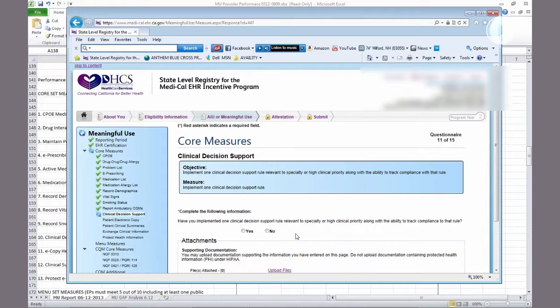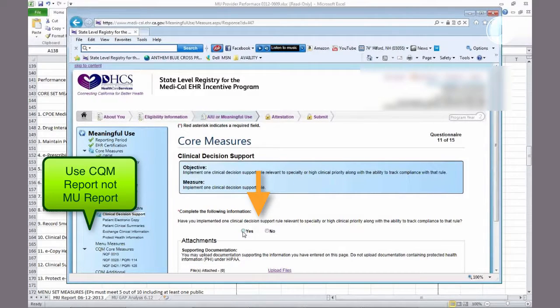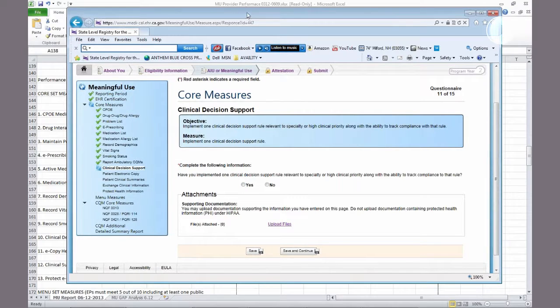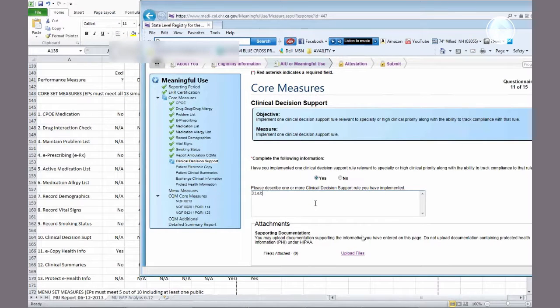This measure is clinical decision support. If the provider implemented one rule or more for clinical decision support and the rule can be tracked for compliance, answer yes. This measure does not have a numerator and denominator. The clinical quality measures must be generated from a certified EHR. The clinical quality measures are on a different report than the meaningful use report. In the box, describe one or more of the clinical support rules the provider has implemented.